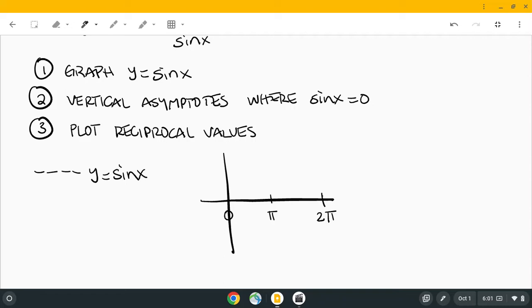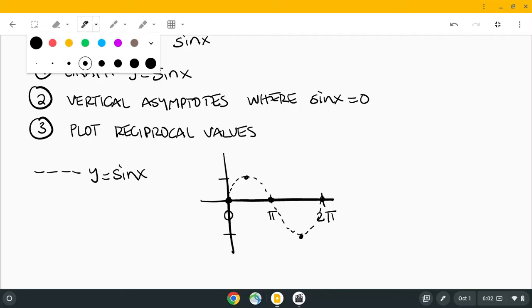All right. So graphing sine, we know that it's 0 at all 3 of these values. We know it's 0 here, and then halfway between on the left, it's 1. Halfway between on the right, it's -1. So this is the graph of sine. So we did step 1. Step 2, vertical asymptotes where sine x equals 0. Let me do the rest of it in purple.